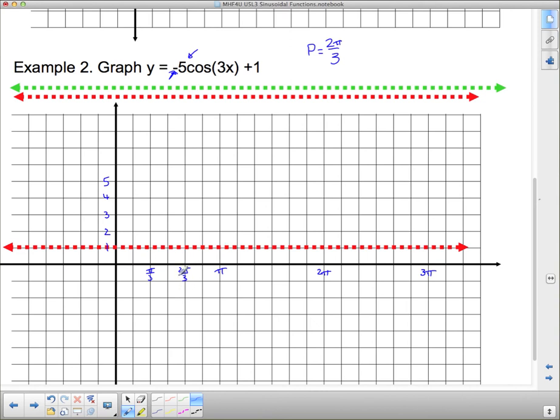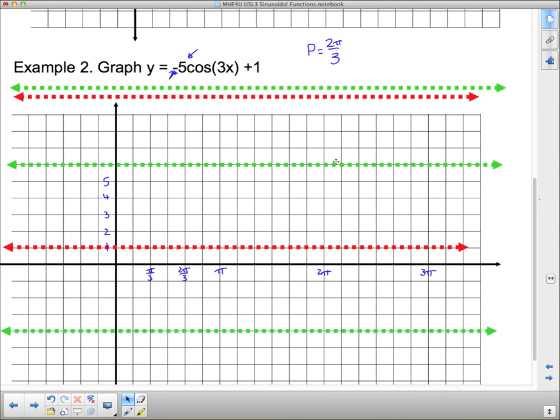Okay, there's no phase shift here. But we do have an amplitude of 5. So I need to put my guides here, these green ones, I have to go 5 up from the midline. 1, 2, 3, 4, 5. And this other one, I go down 5 from the midline. 1, 2, 3, 4, 5.